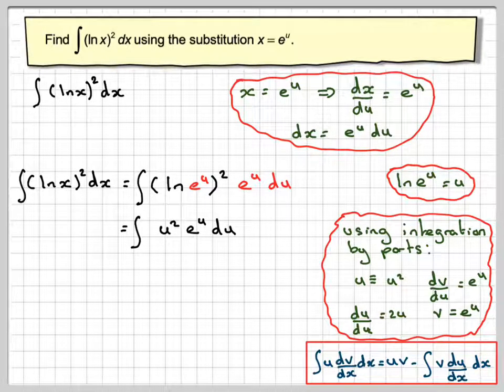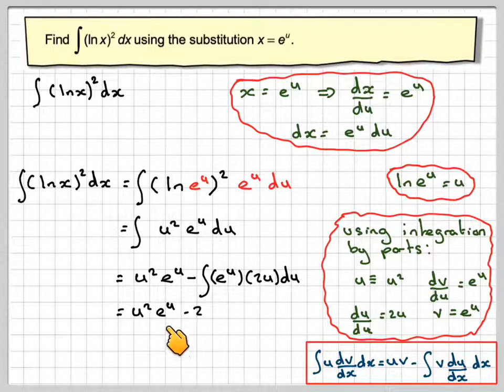So we now have to apply that to this situation. So we're going to do uv, so that's going to be u squared e to the u, minus the integral of v, which is e to the u, times the derivative 2u. So that's going to be equal to u squared e to the u. And I'm going to take the 2 out of the integral sign and write this as minus 2 times the integral of u e to the u du.